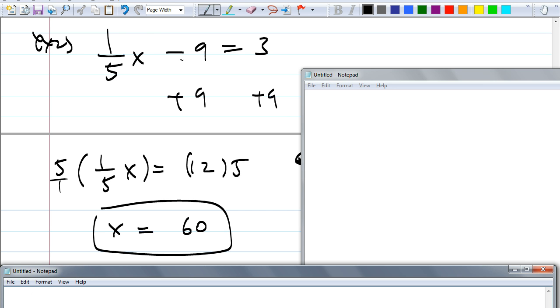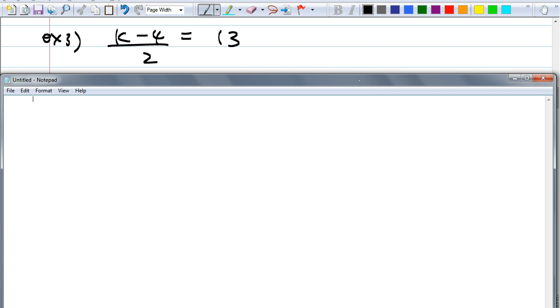All right, let's look at the next example. This one is a little bit different than the first two examples. Go ahead and write this down: k minus 4 over 2 equals 13. Now, anybody see what the difference is in this one? What did they do to k first? They subtracted by 4, then they divided by 2. So what do you think we should do to undo what's being done to k here?